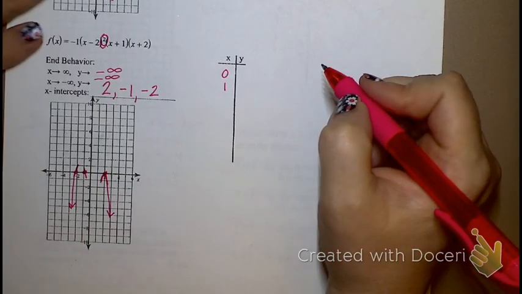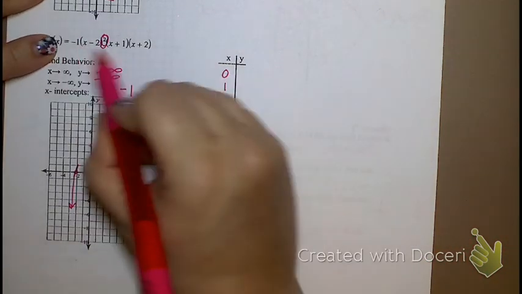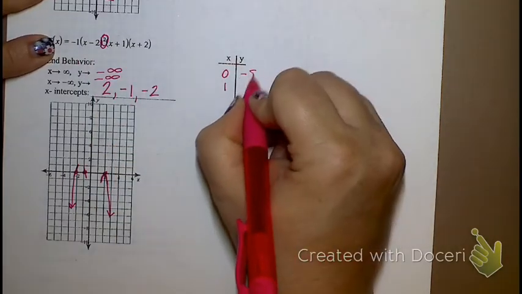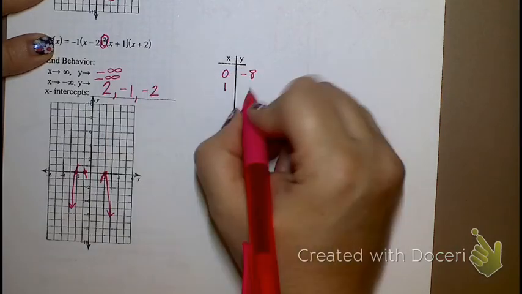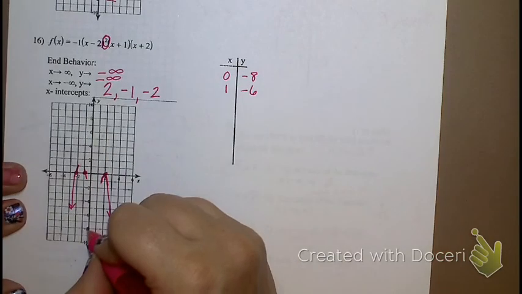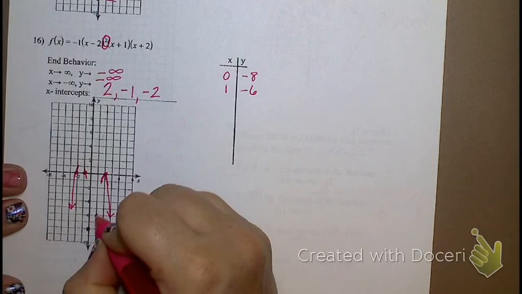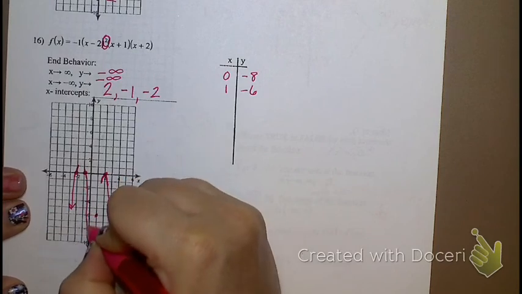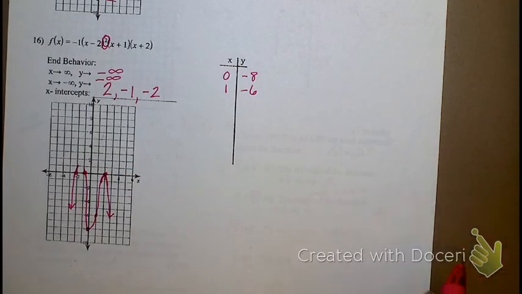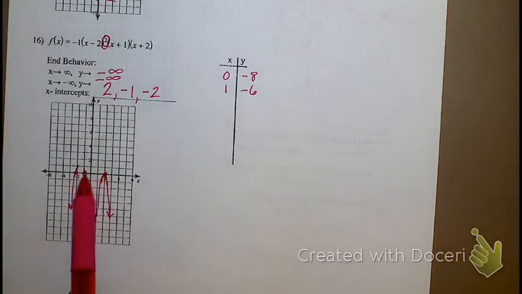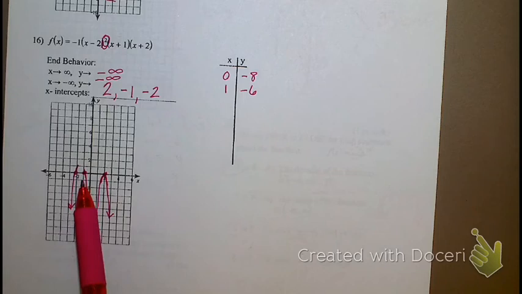Most groups got that. When you plug in 0 into here, what do you get? Negative 8. When you plug 1 into here, what do you get? Negative 6. Plot those 2 points. And that shows you how far down you've got to go for that. Okay? Now, some people stopped there. A lot of people stopped there. Or they just drew a little arc to connect those two. That's not the point of this. I've got to figure out how high it is between those two.